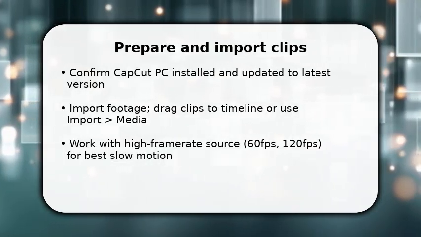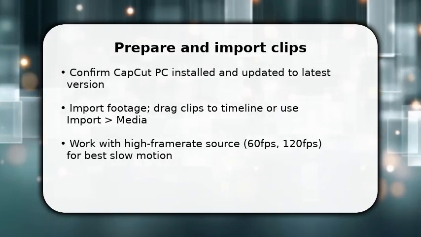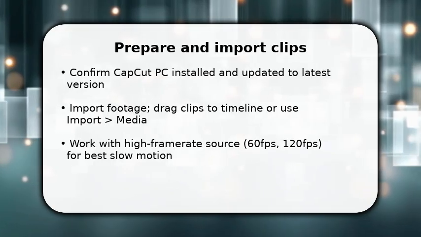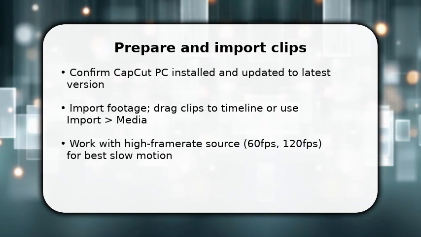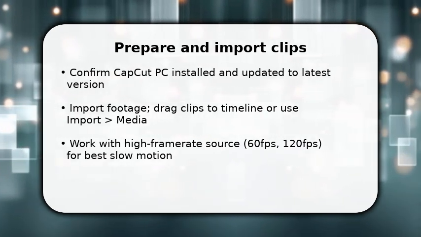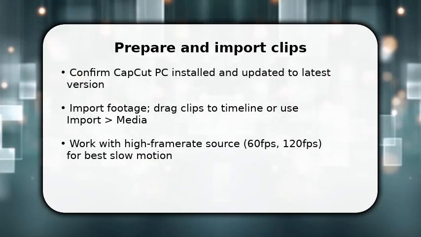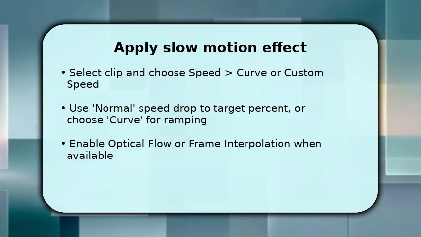Project settings, frame rate. Then split or trim the segment you want to slow so you only process the portion that needs smoothing. You next control speed. Select the clip, open speed, and pick curve or custom speed. For steady slow motion, set a constant percent like 50% or 25% in custom speed. For cinematic ramps, use curve and ease the points.